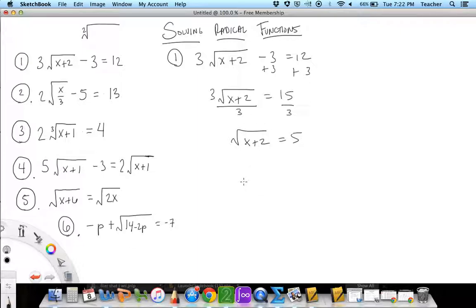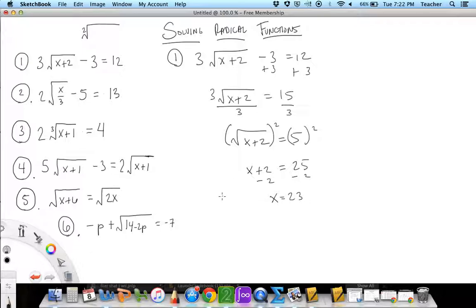Now, the inverse operation of square rooting something is to square it. So if I want to eliminate the radical, I'm going to square both sides. In doing so, that leaves the radical gone on this side, x plus 2, and it equals 5 squared, which is 25. Now you're in a two-step equation problem in that we're just going to subtract 2 from both sides, and we get an answer of 23.